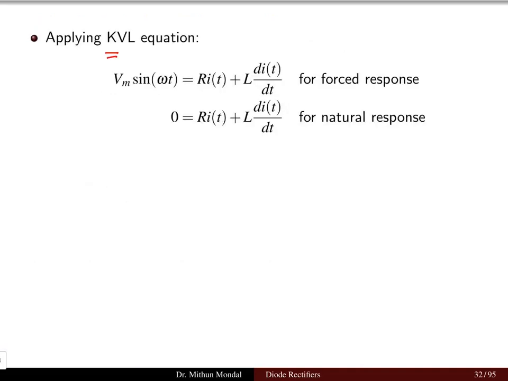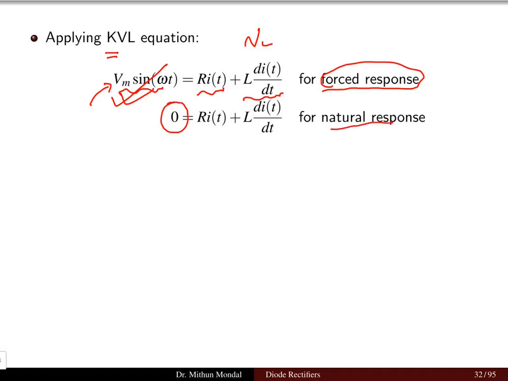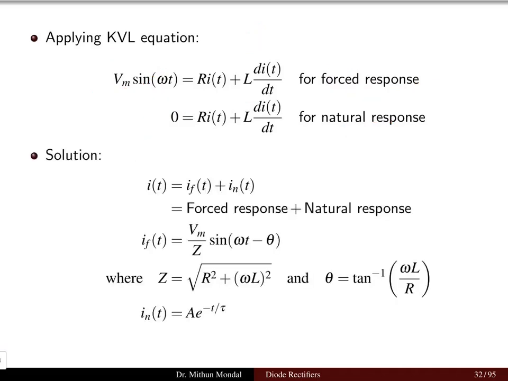If we apply the KVL equation in the loop, we can say that Vm sin omega t is equal to the total voltage across the resistor, which is R into i(t), plus the voltage of the inductor, L di by dt. This is due to the forced response because we have the voltage present in the network. When the voltage is removed due to the opening of the switch, then it comes under the category of natural response, and in that case it will be zero on the right-hand side of the circuit.